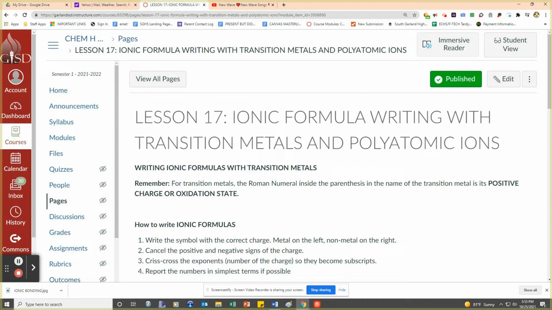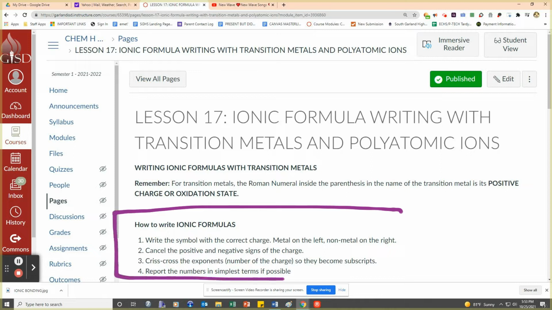So today, guys, we're actually going to look at formula writing again, but this time with transition metals and polyatomic ions. All right, so let's take an example first. Remember, guys, how do you write down the formulas for ionic compounds? It follows these four steps.